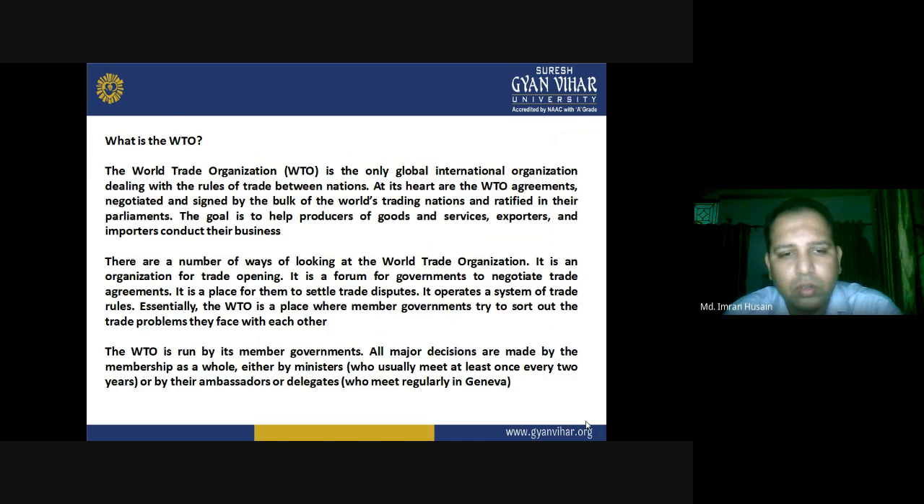The WTO is run by its member governments. All major decisions are made by the membership as a whole, either by ministers who usually meet at least once every 2 years, or by their ambassadors or delegates who meet regularly in Geneva. So they do have an organized structure. They do have an organized body, and their representatives meet each other regularly in order to convey information and to maintain constant communication.